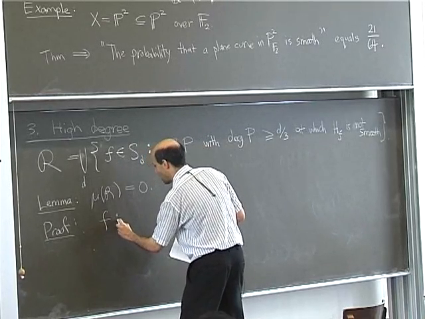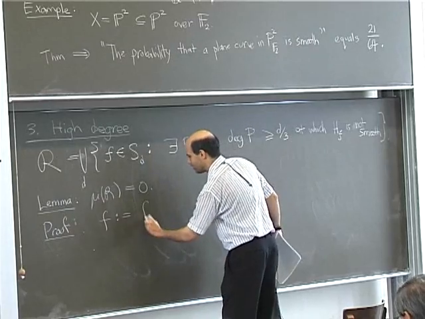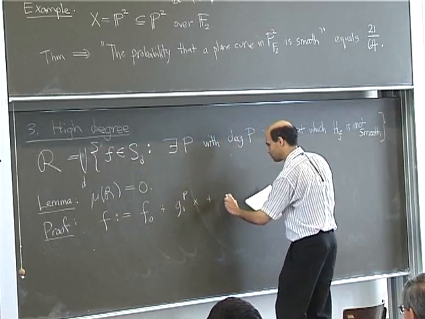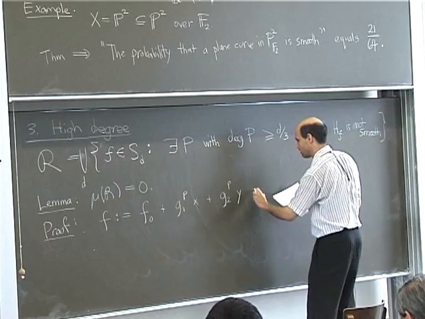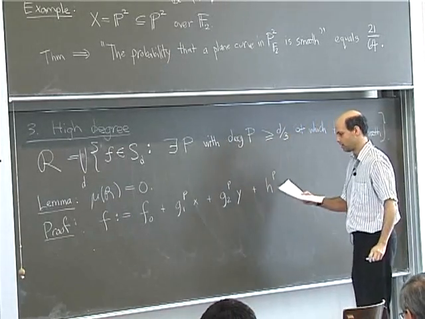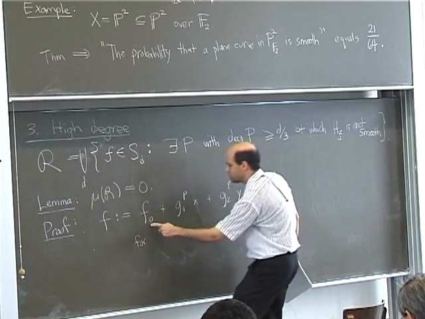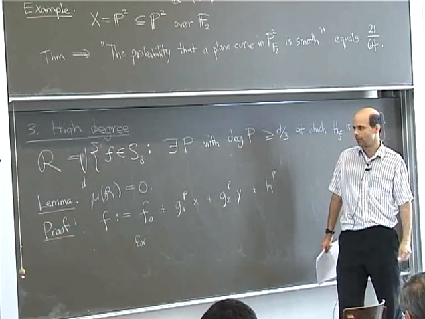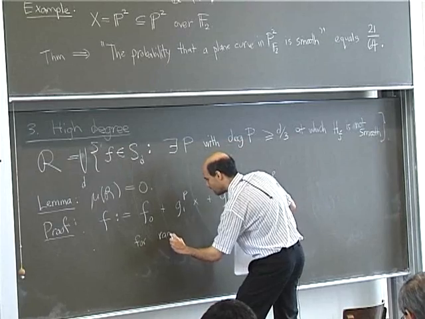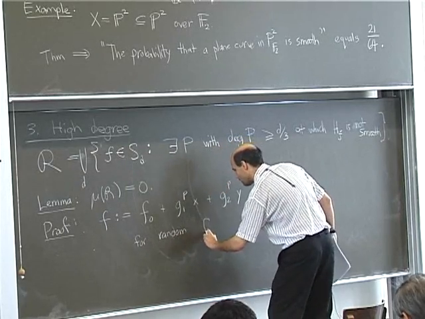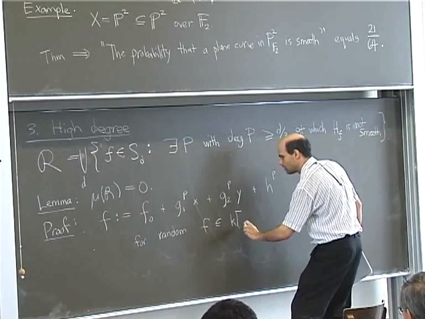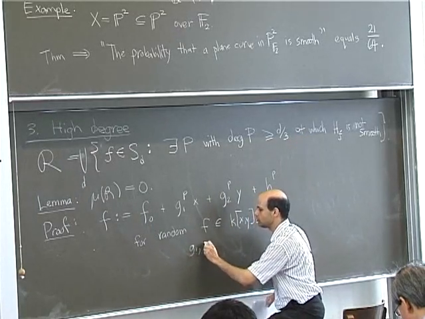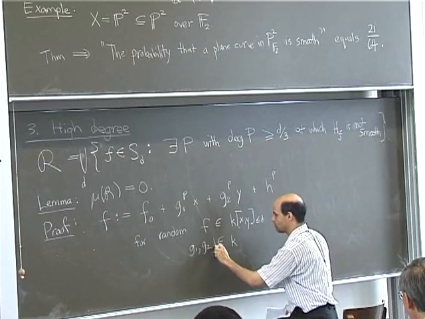So the way I'll generate a random f is in the following funny way, namely using this expression, and I'll explain why I'm doing this in a second. So what I'm going to do is choose these F0, G1, G2, and H one at a time at random. So for random, F is going to be a polynomial of total degree d. G1 and G2 will be, and H will be polynomials.